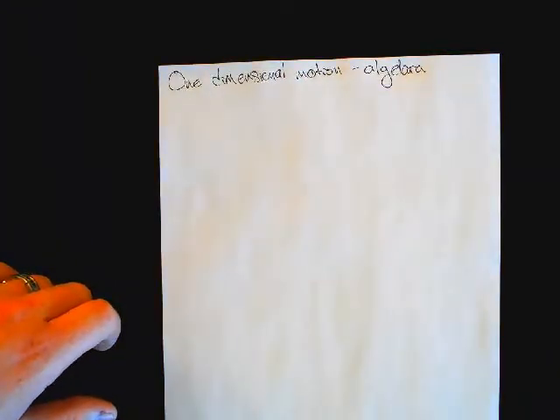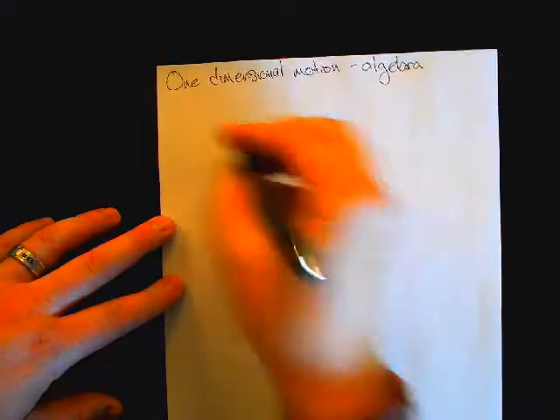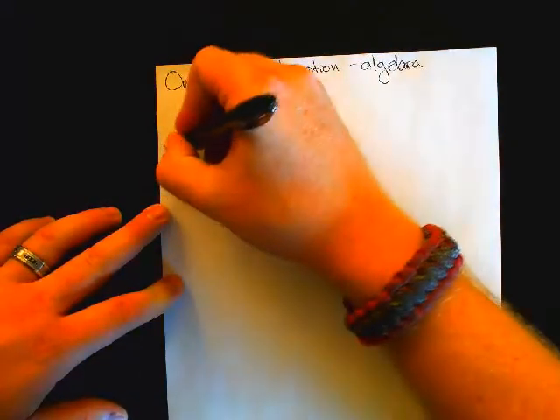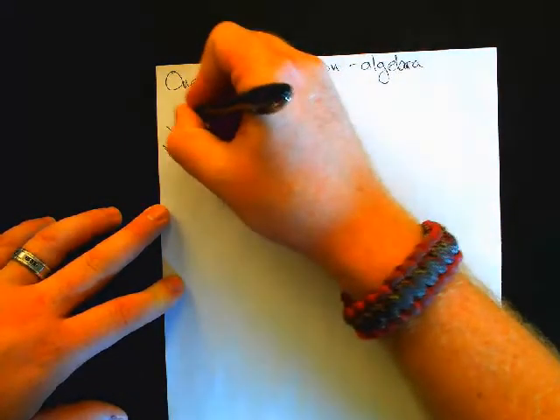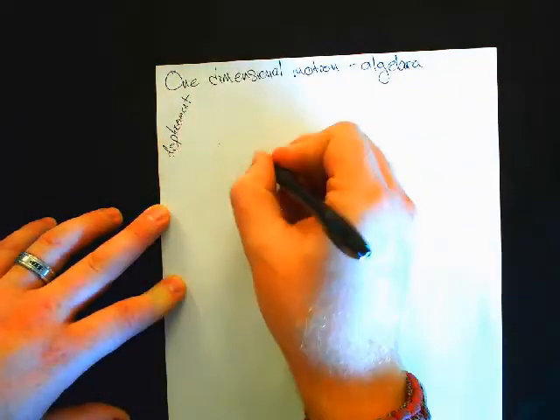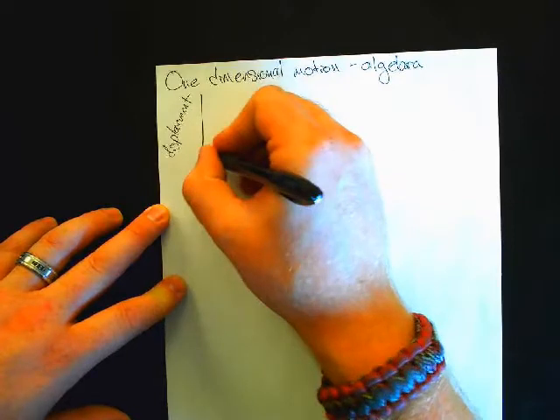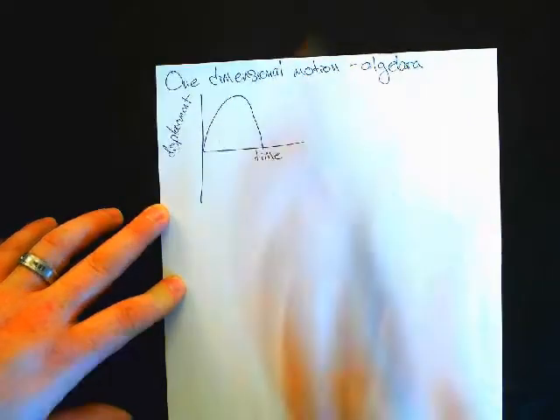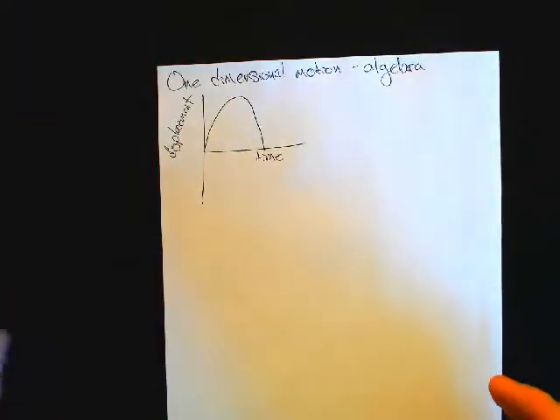All right, excellent. So it's an upside down parabola. So if I have displacement and I've got time, my graph should look something like that. Okay? Thinking back to geometry, what is the equation for a parabola? What is the general format of an equation for a parabola?